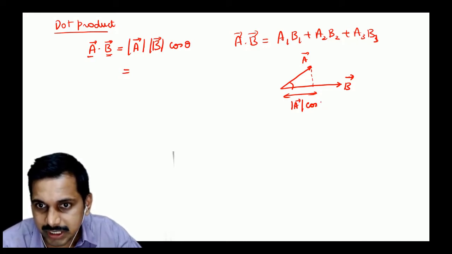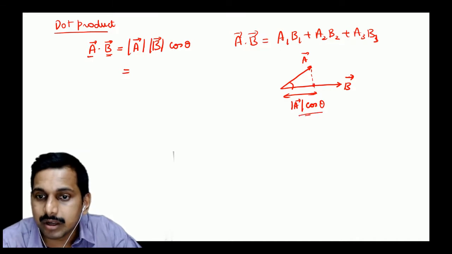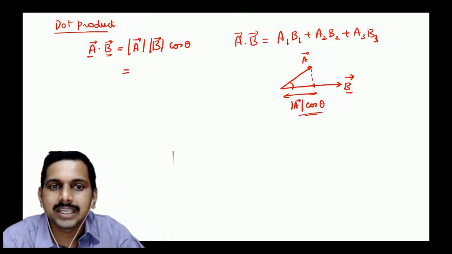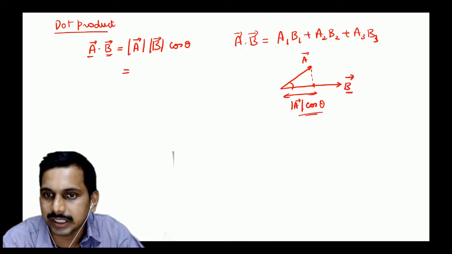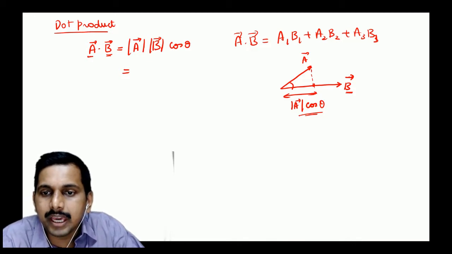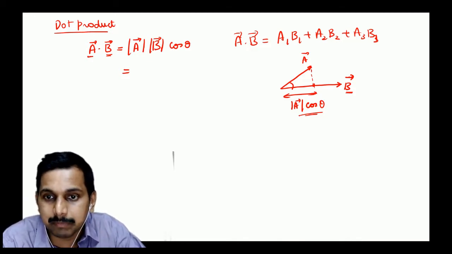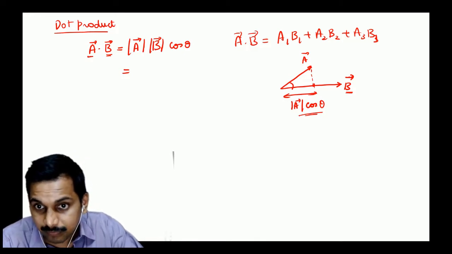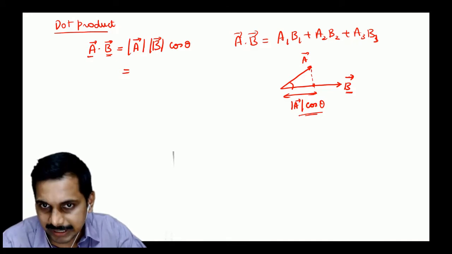So this is how I get the component here. Now this component multiplied by this gives me A B cos theta. Let us see this. Now, what is magnitude of A cos theta? It means I am multiplying A with the direction of B. Let us understand that.